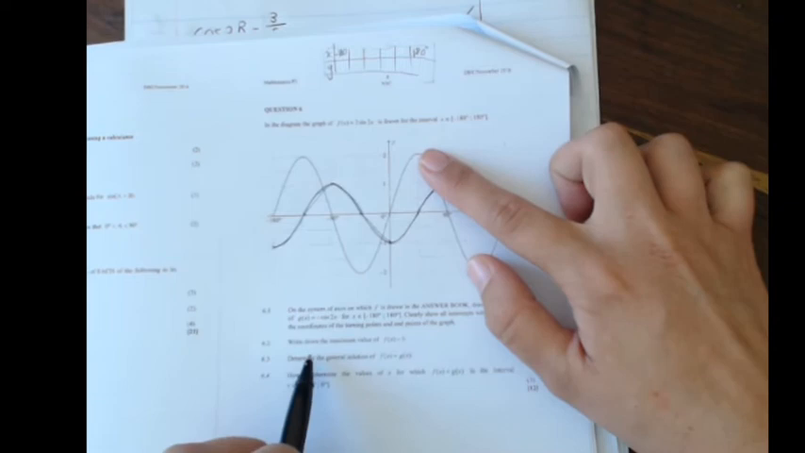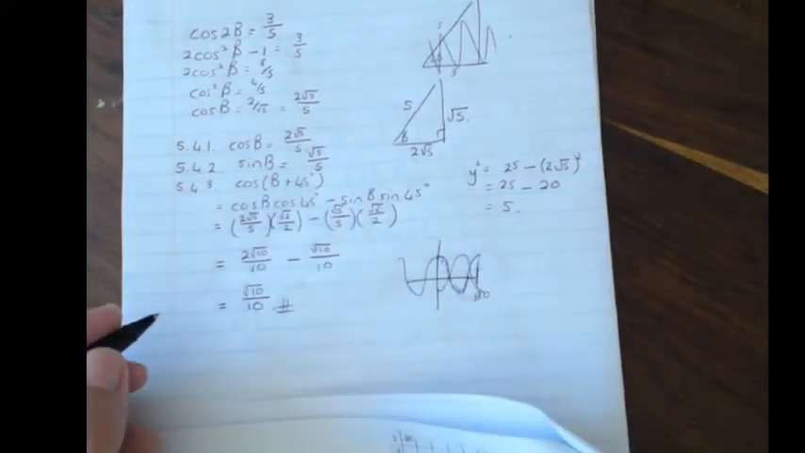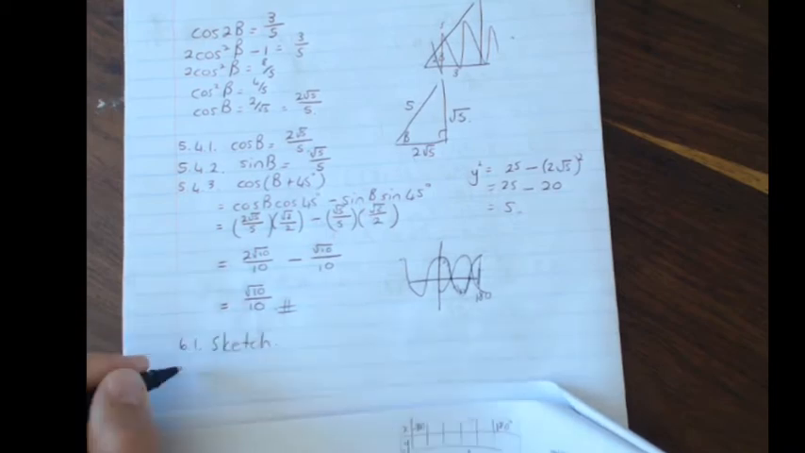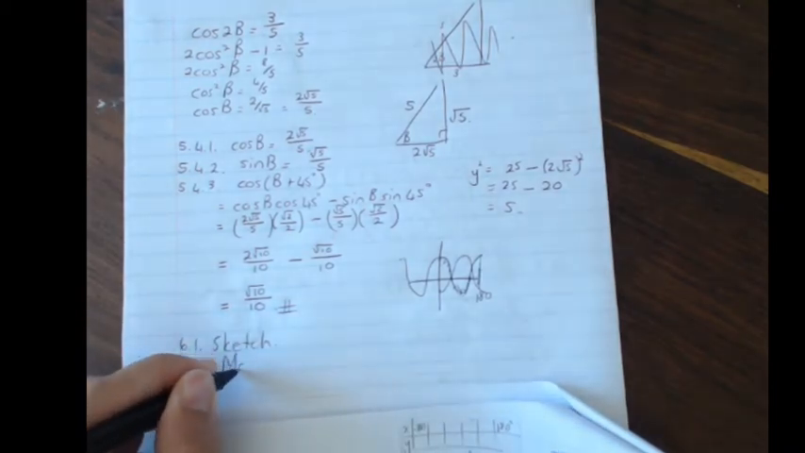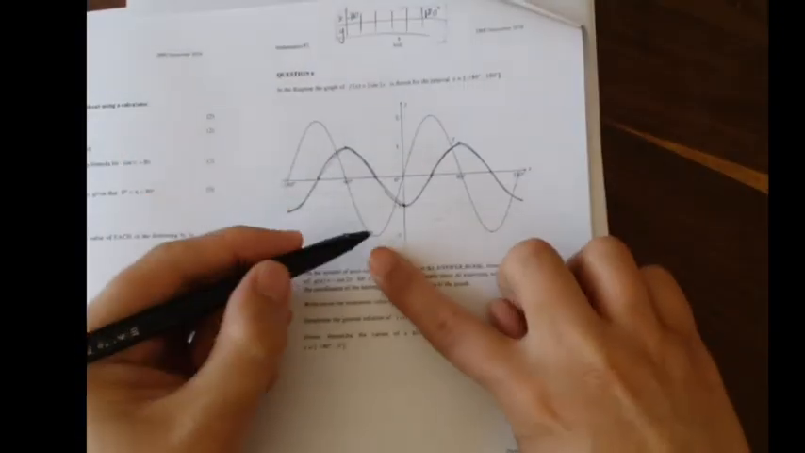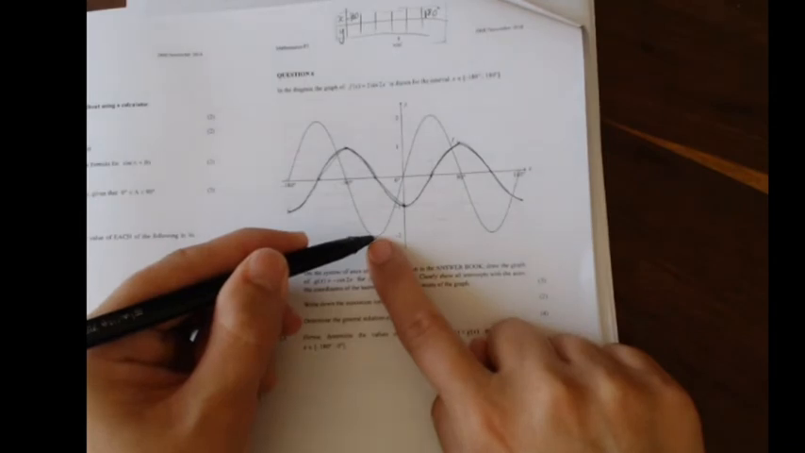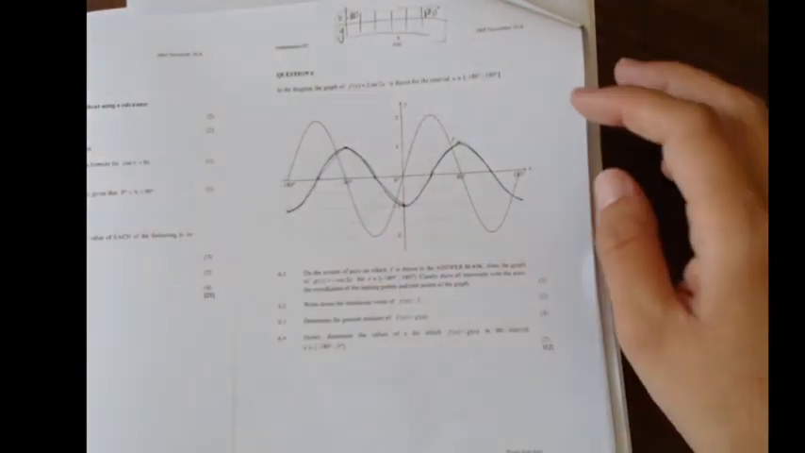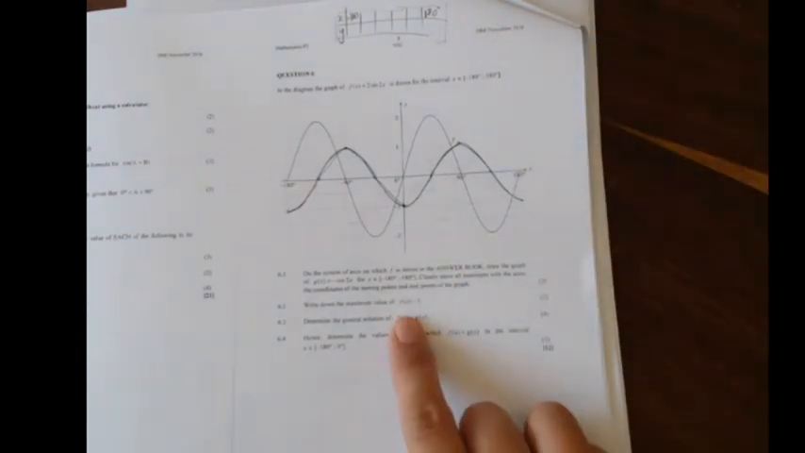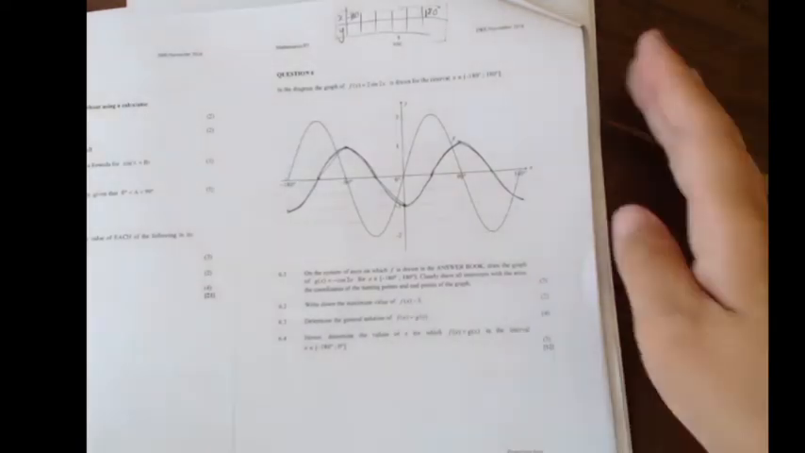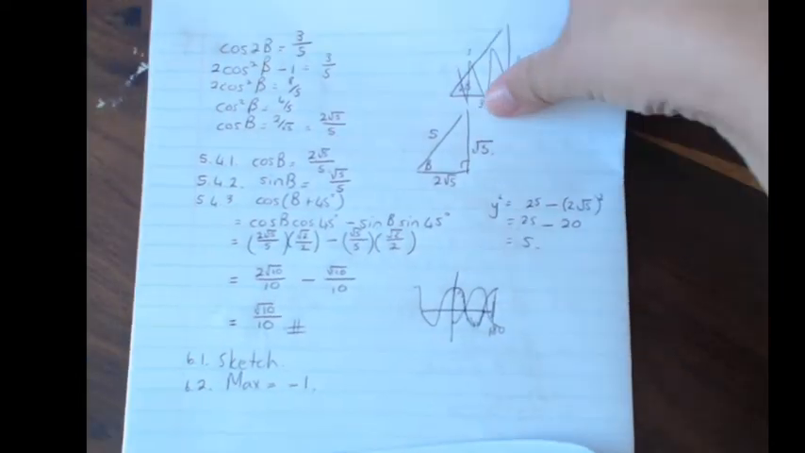So write down the maximum value. 6.1 is a sketch. 6.2, my maximum value is going to be at -1. If they ask, the minimum is currently at -2. Move it down: -3, -4, -5. Then the minimum value is going to be at -5 if I move it down 3 units. Determine the general solution of f(x) equal to g(x). Okay, general solution.